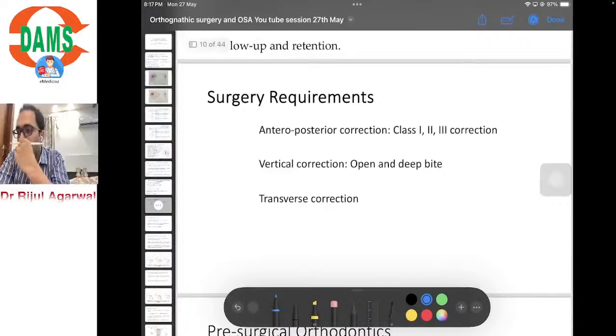So commonly surgery is required for three things. For anterior posterior correction, that is for class 1, 2 and 3 correction. Vertical correction, in which the two broad phases are the open bite and deep bite, and transverse correction to correct the cross bites.